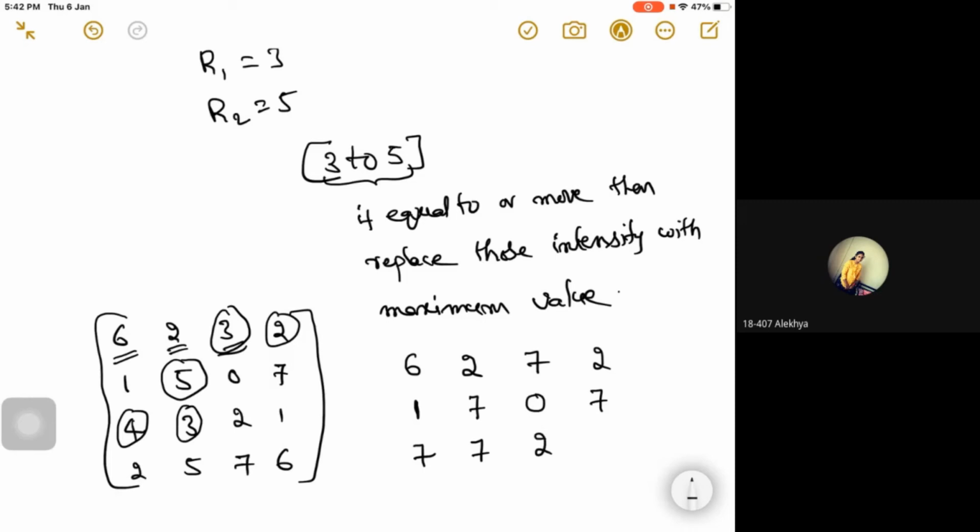1 also does not belong to the range. Take it as it is. Then 2 is not in the range. Take it as it is. Then 5, yes, within the range. Replace with the maximum, that is 7. And 7 is also not in between 3 to 5, so take it as it is. Next 6 also does not belong to the range, so take it as it is.